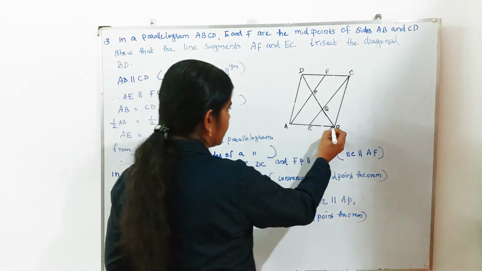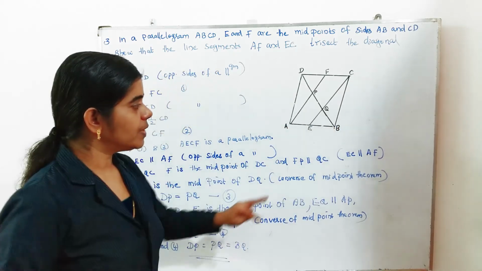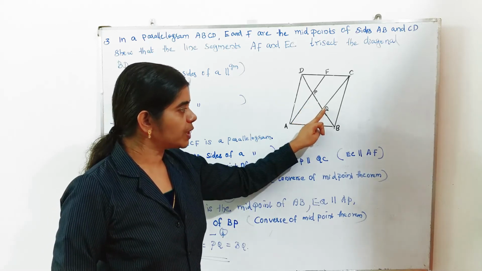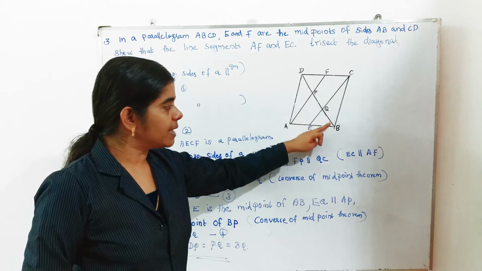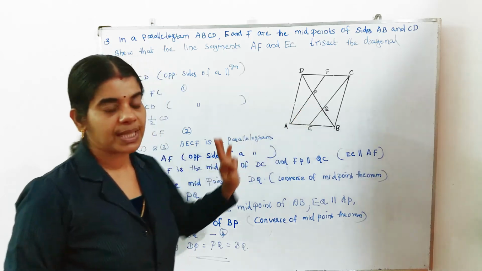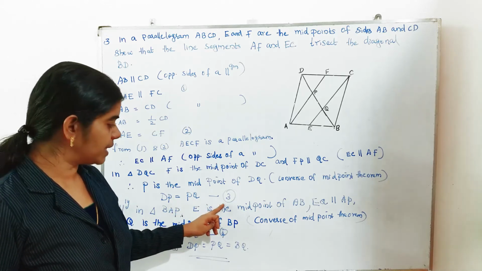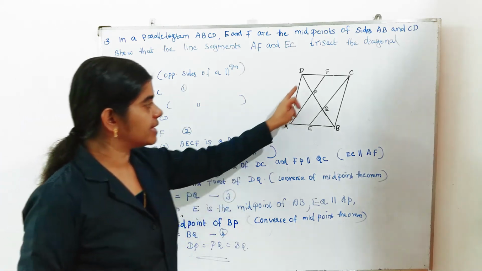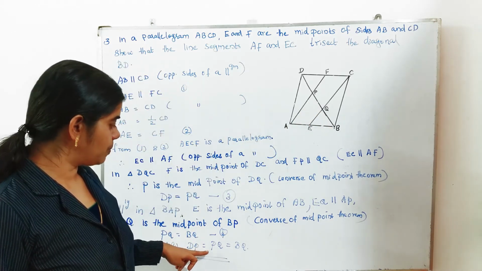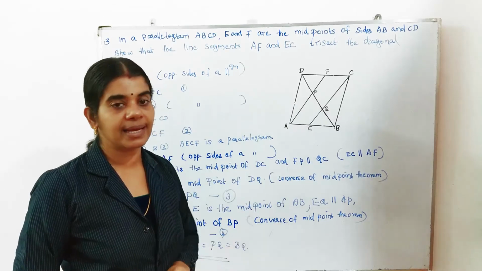Next we are taking the triangle ABP. From that also we know that E is the midpoint of AB. This line is parallel to AP. So Q will be the midpoint of the side DP. That means BQ is equal to PQ, that we are writing as equation number 4. DP is equal to PQ, you have written as 3. From 3 and 4, we can say that DP is equal to PQ is equal to QB. That means these lines trisect the diagonal BD.